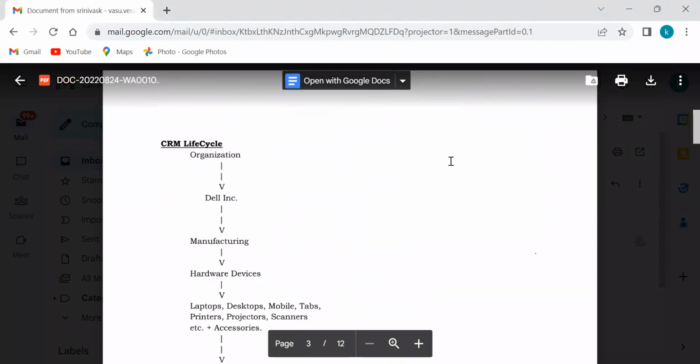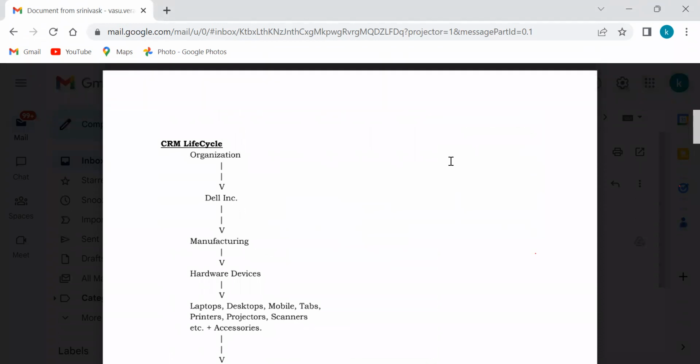Next one is, what is the CRM Lifecycle? Already we have discussed most of the CRM Lifecycle in the previous demo session itself. But still, once again, I will clarify the basic CRM Lifecycle. Suppose I have an organization like Dell. So what will Dell be doing? Dell will manufacture so many hardware devices.